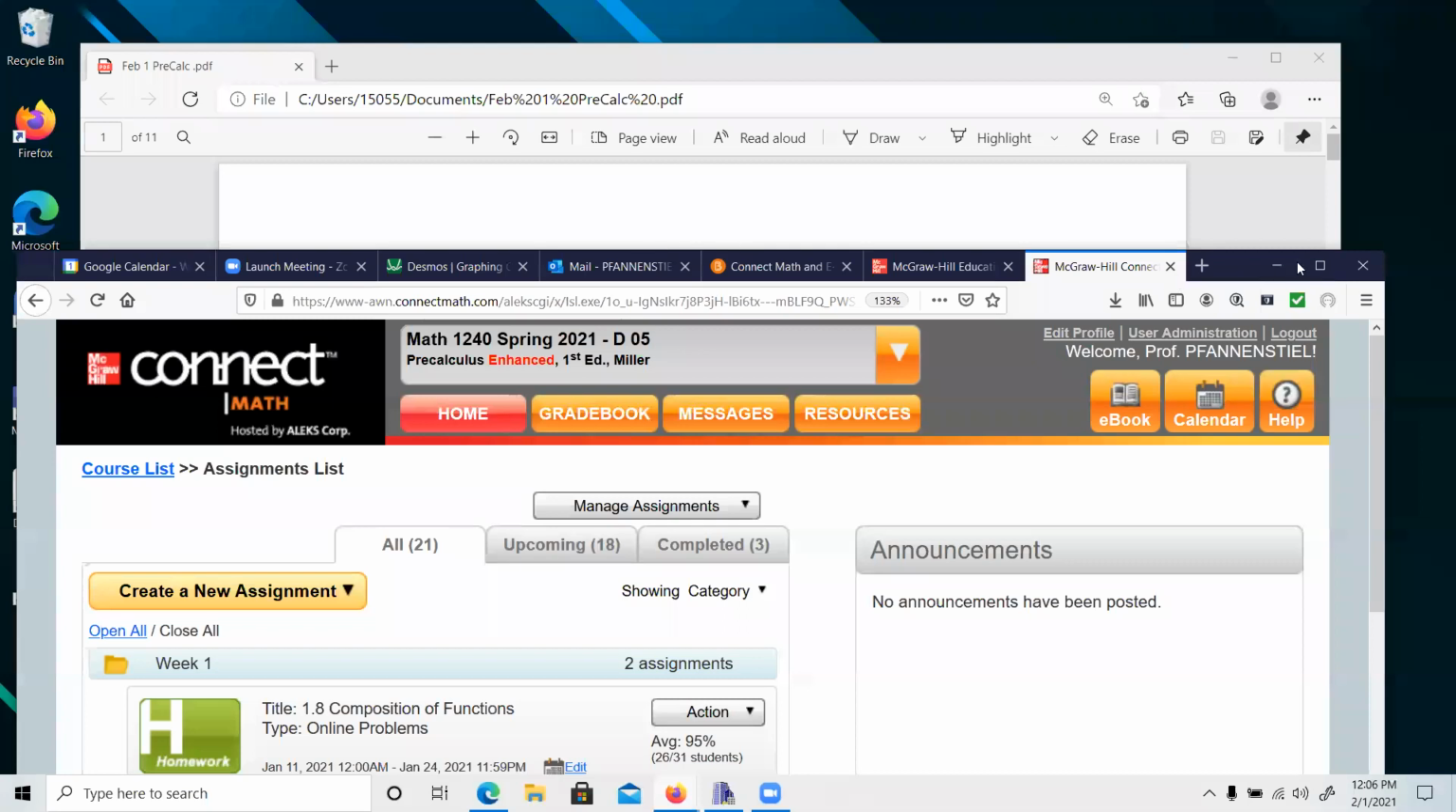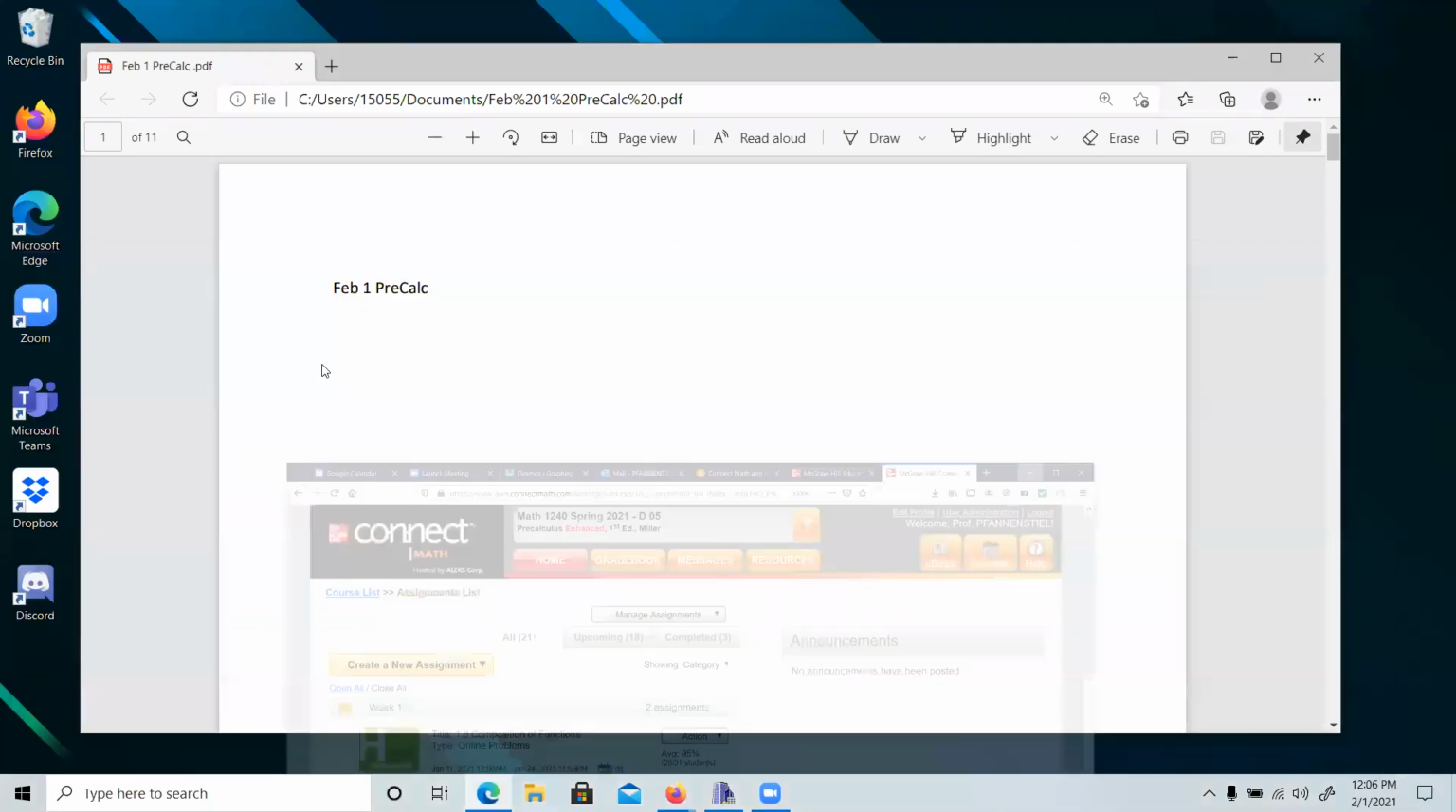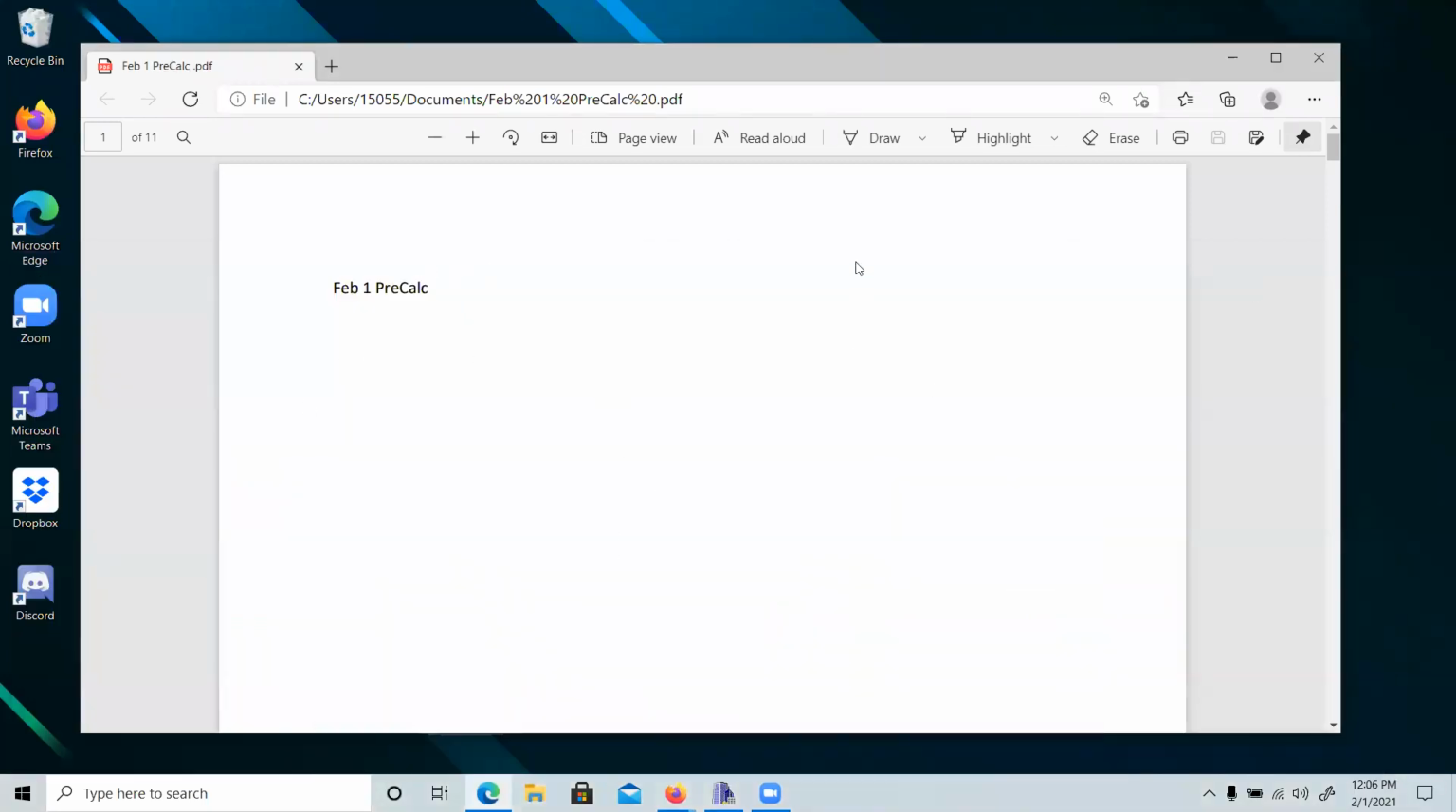Okay, so format. I'm going to try to use the Connect if I can set up making it work in WebAssign. We'll work on that.